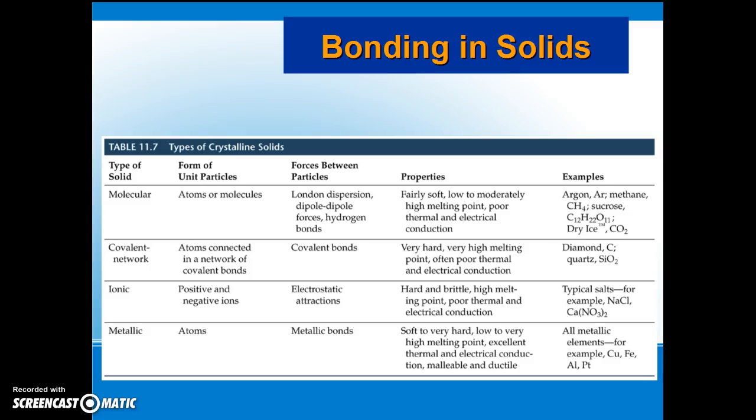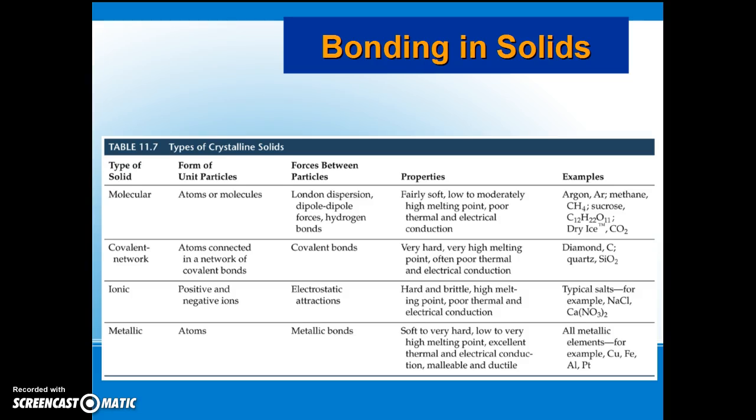This is an AP recording of bonding in solids. We have here a textbook table showing the four types of solids that we can encounter in chemistry: the molecular, the covalent network, the ionic, and the metallic. We'll be talking about all four of these types.